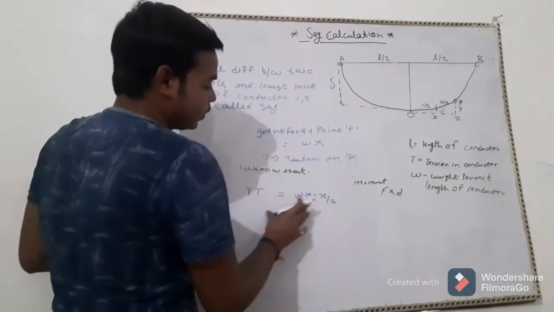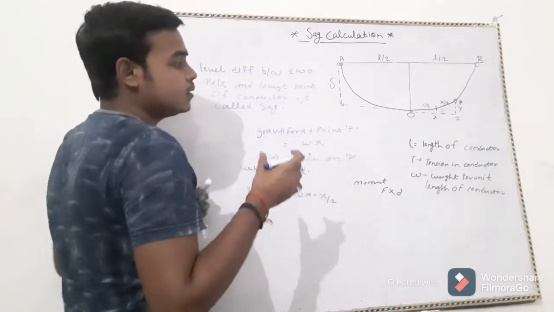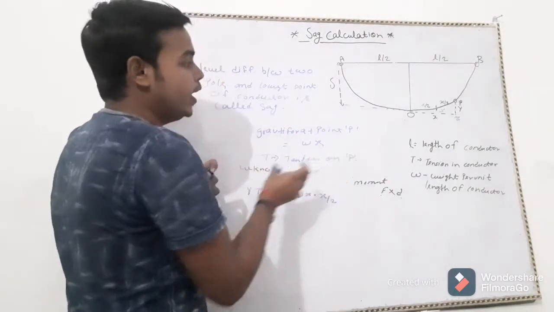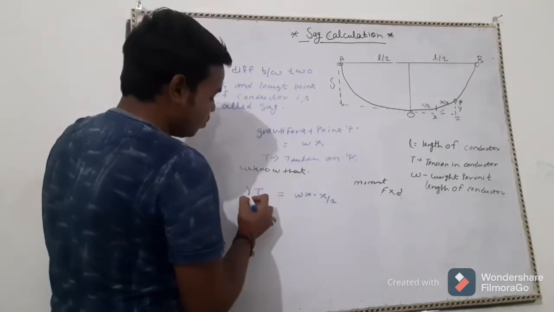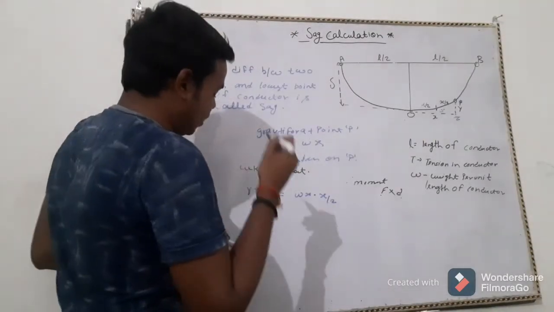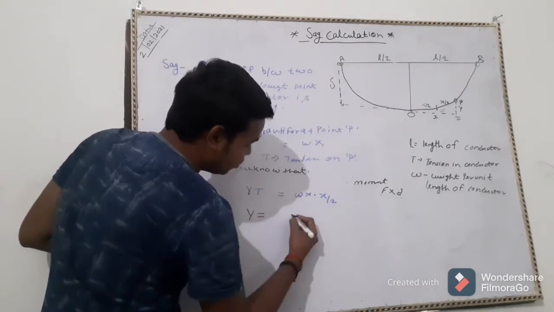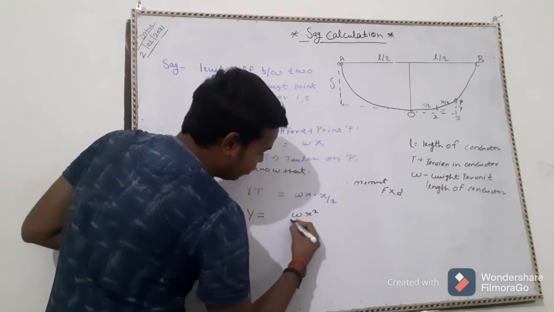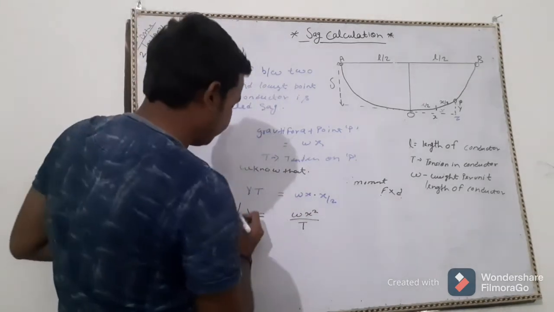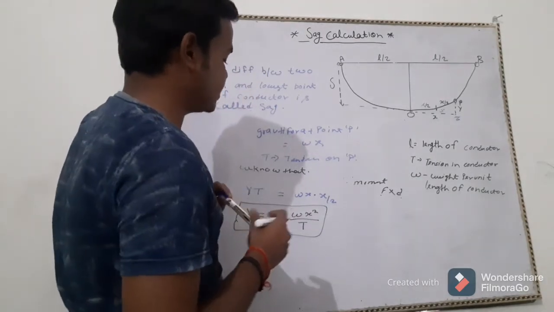Because we assume that the moment at point will be equal, so yT is equal to W into x square upon 2. Now y is equal to what will be? Y is equal to W x square upon 2T. Now this is the y point where we have calculated sag.